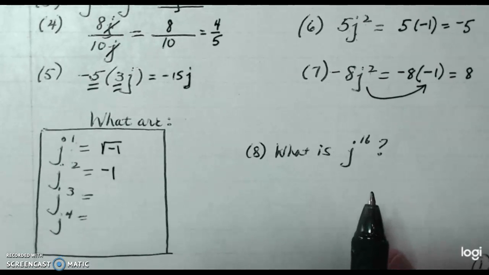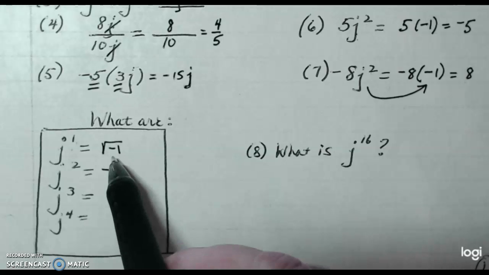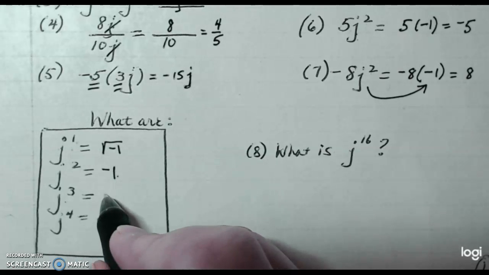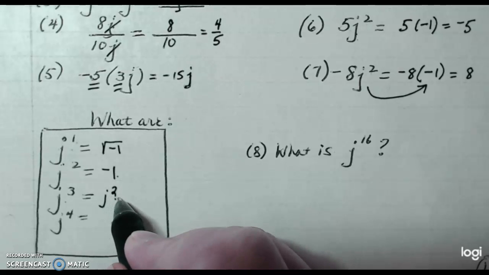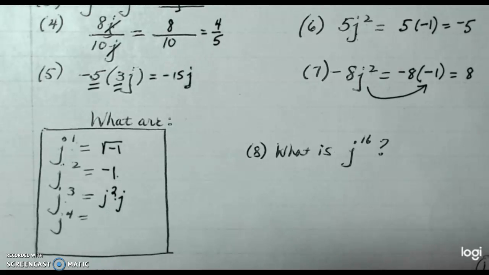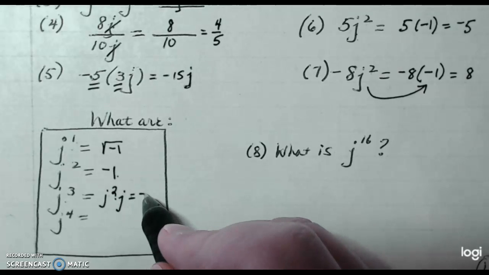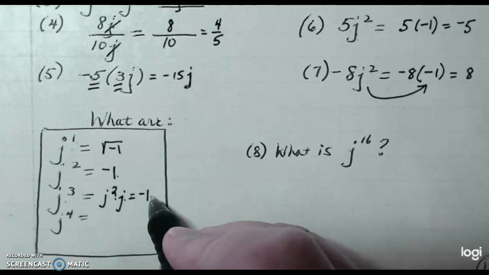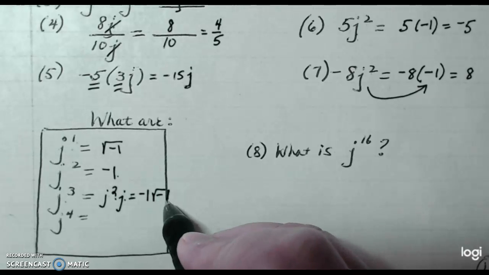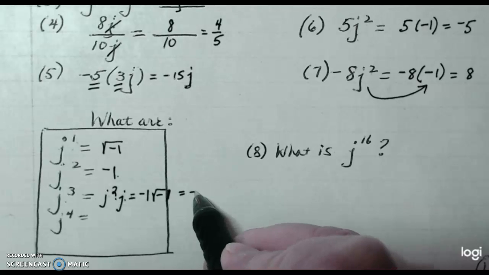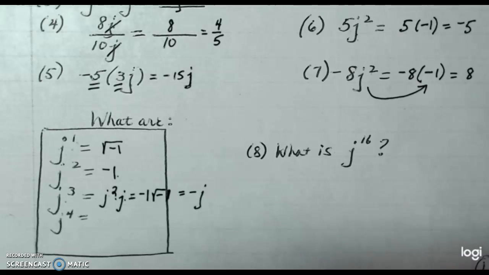What about higher exponents of j? Well, we have our first two exponents. How about j to the third? Well, we can break that down to j squared times j using our rules of exponents. We know j squared is -1. We know that j is the square root of -1. So that yields that j to the third is actually equal to the opposite of j.